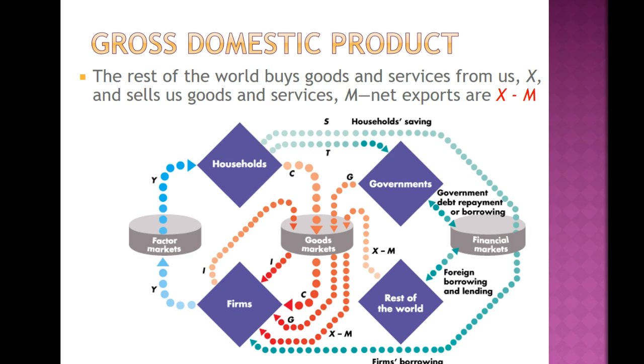It's pretty easy when you understand it like that: we export as a nation, so other nations have to buy our stuff, but we also import things. So we import goods and services. All you have to do is go down to the Port of Long Beach and you can see how much stuff we import and export every day. But what we're going to do in the equation is subtract M from X, our net exports. We'll make sure that line goes from rest of the world through the goods markets and then down through firms.